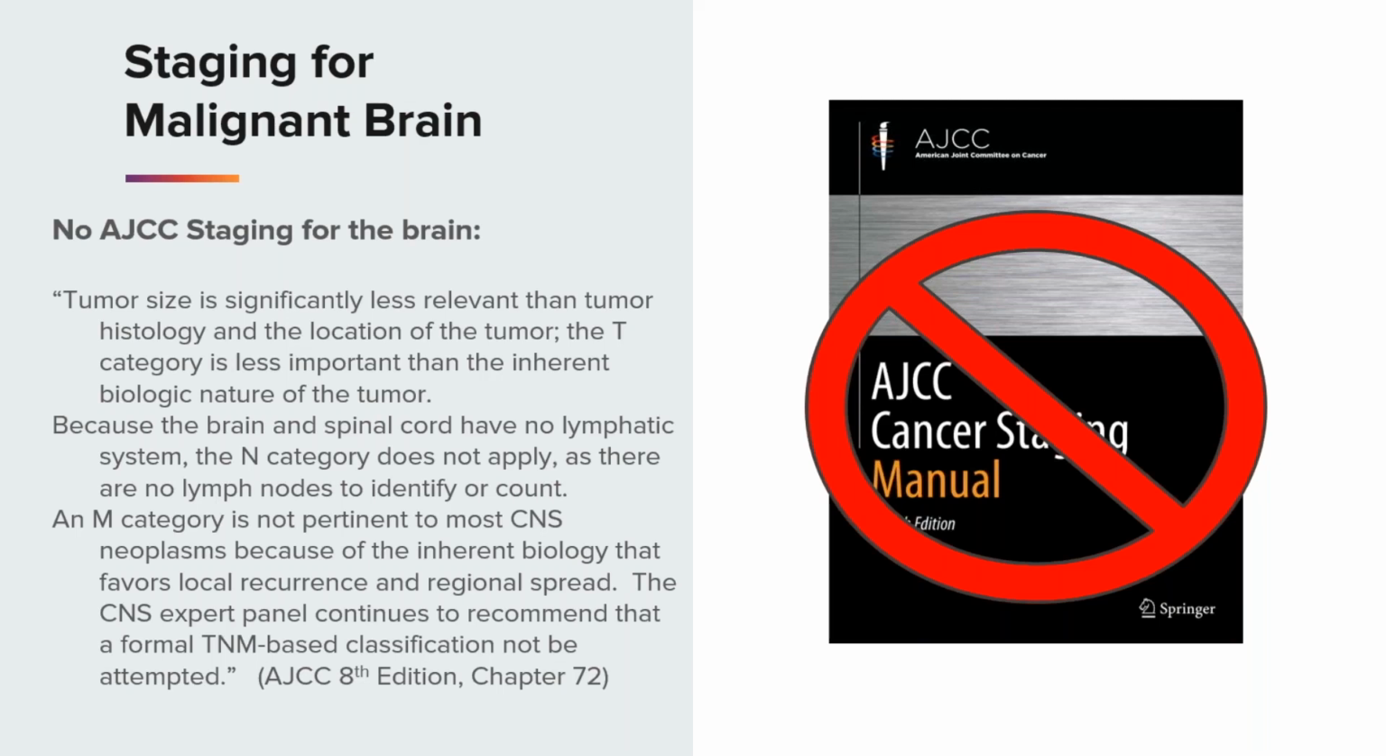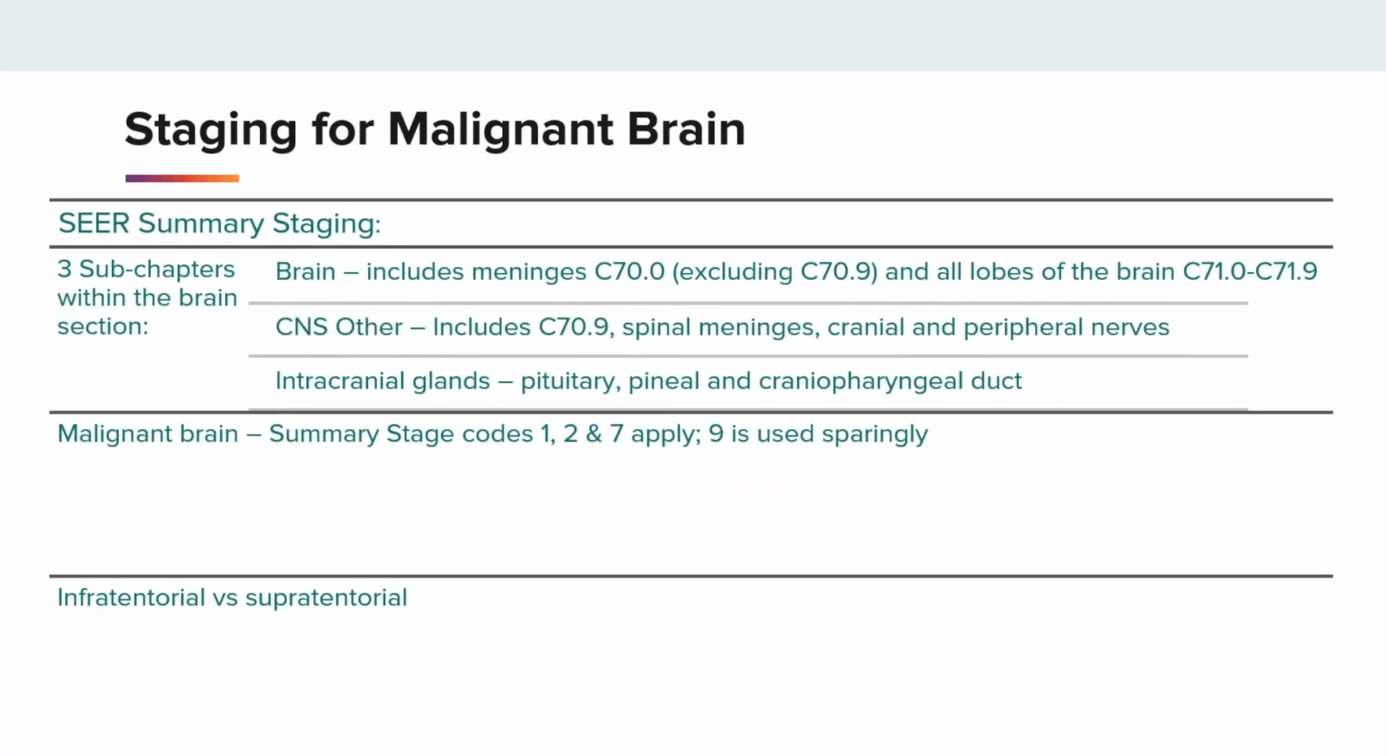But a quick tip, the new AJCC 9th edition for brain and spinal cord tumors applies for cases diagnosed 1/1/2003 and forward. Medulloblastoma staging only consists of assignment of the M category. So moving on with staging for malignant brain, we will focus on the brain for this presentation, define infratentorial versus supratentorial tumors, and the summary coding criteria for the brain.